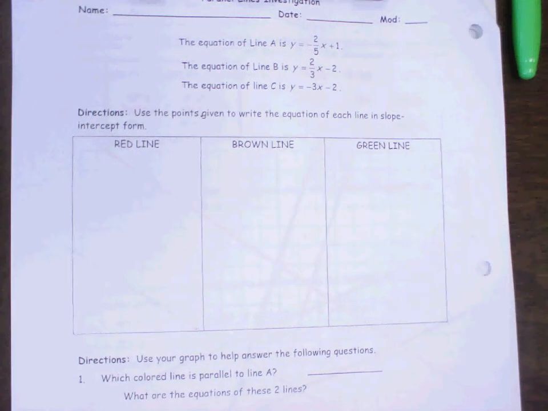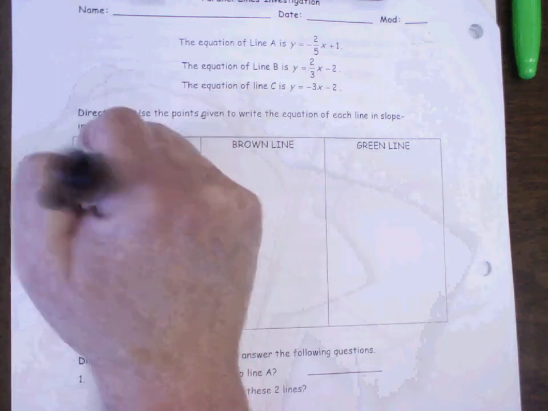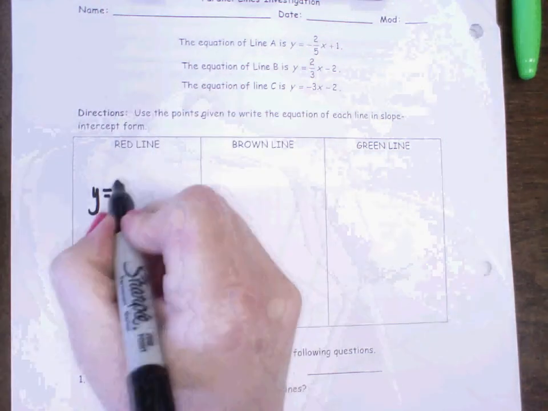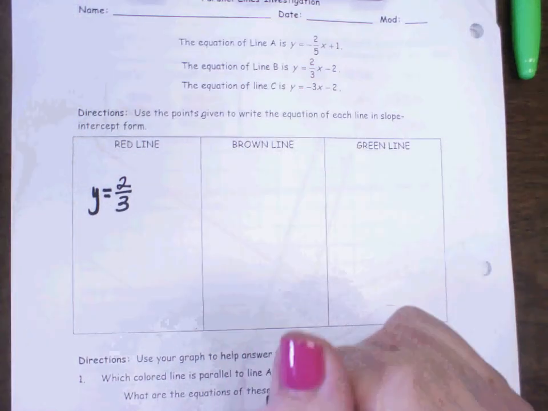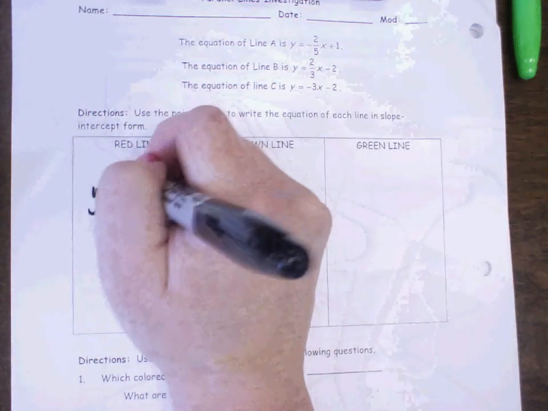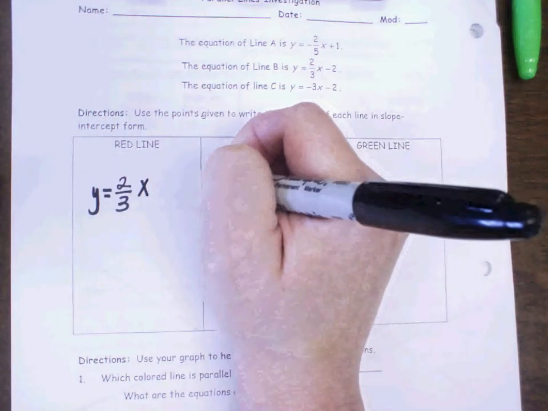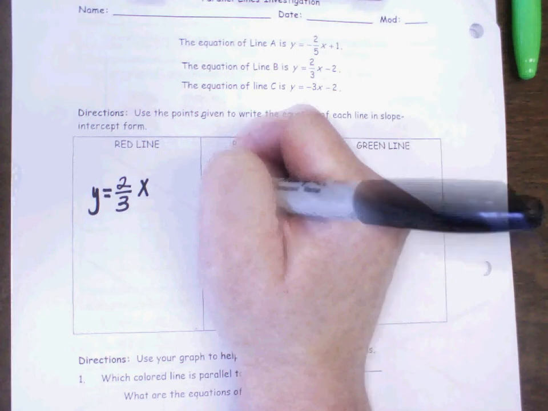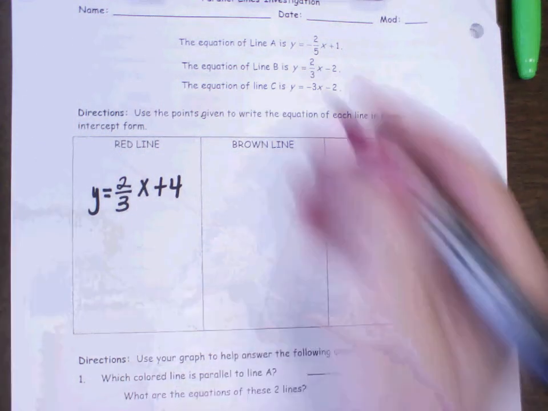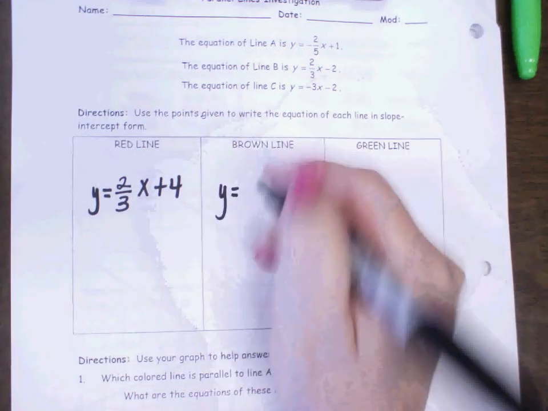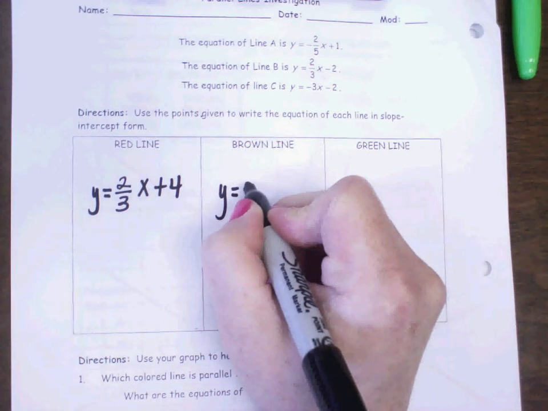All right, what was the equation for the red line? Y equals 2/3 x for the red. Can we read before we say 2/3 x? What's the equation of the... Plus 4, not minus 2. Plus 4. Thank you. What about the brown line?